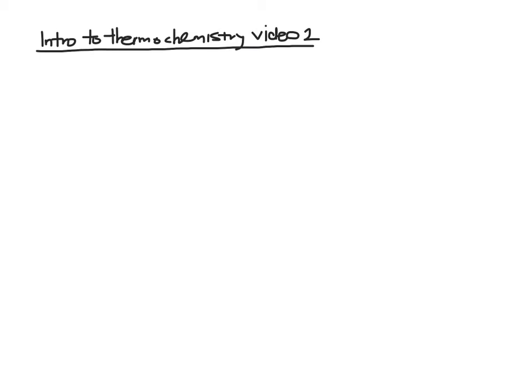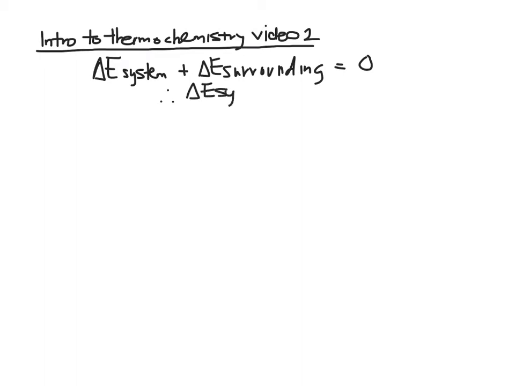So from the last video, we know that because the energy of the universe is constant, the change in energy for our system plus the change in energy for our surroundings equals 0. Therefore, the change in energy of the system is equal to the negative change in the energy of the surroundings. What that negative sign means is that it's an opposite process. So if the energy of our system was a positive number, the energy of the surroundings will be a negative number.